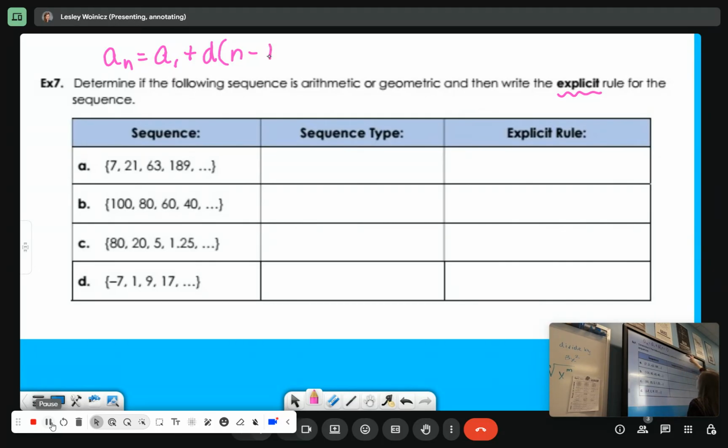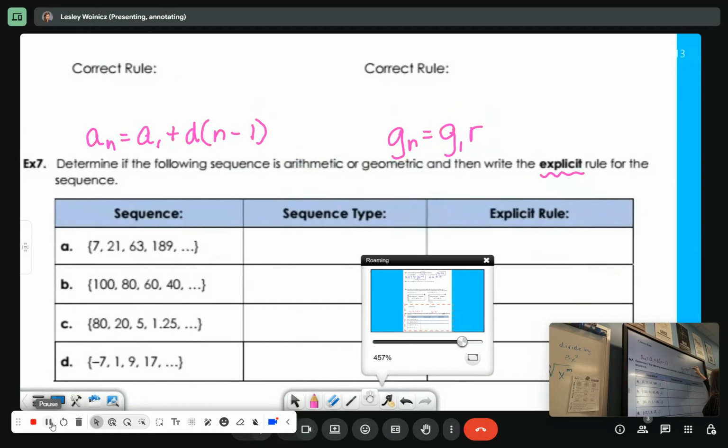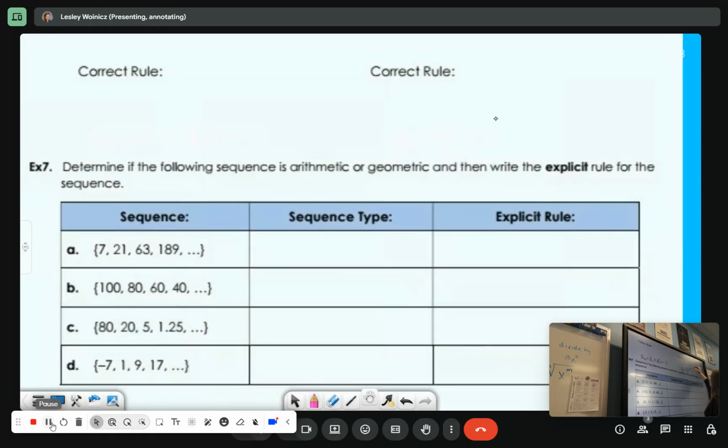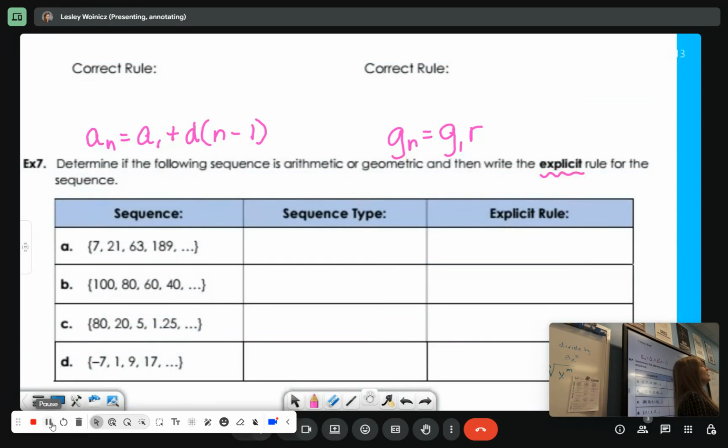All right, the other one is G sub n equals your G sub 1 multiplied with your R, and then your R is raised to the n minus 1 power. That just looks exponential, doesn't it? You see how n is in the power just like x in an exponential function? This just looks linear, doesn't it? Yeah, okay. All right, let's do this.